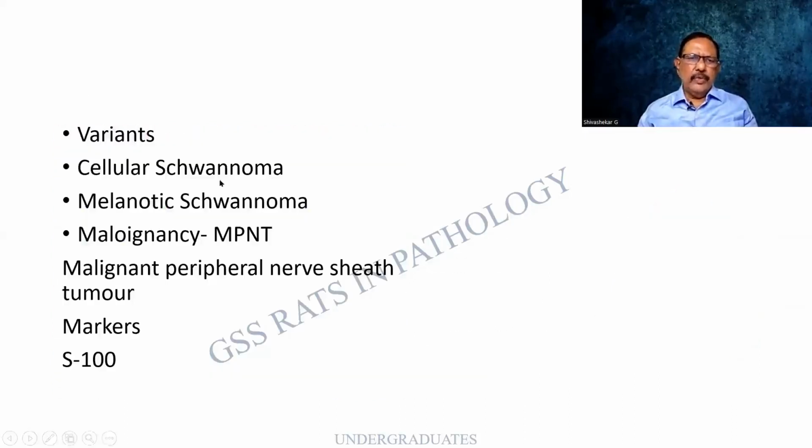There are some variants of the schwannoma which can be cellular schwannoma, melanotic as a pigment, and malignancy. A spelling mistake is over here. Malignancy. Malignant peripheral nerve sheath tumor. MPNST. Malignant peripheral nerve sheath tumor. The marker is S100 protein.